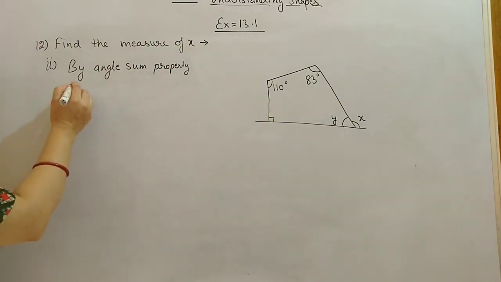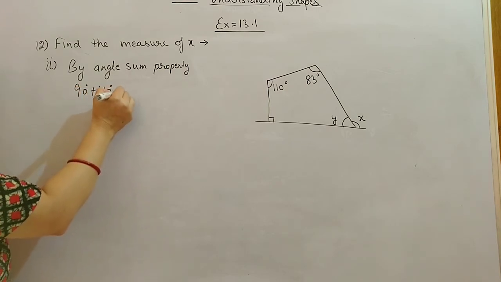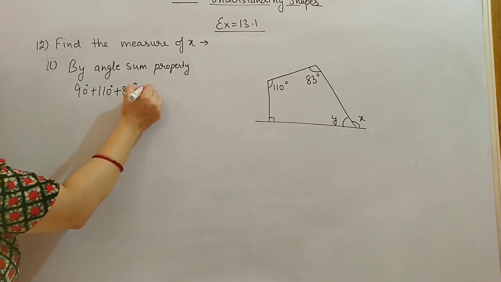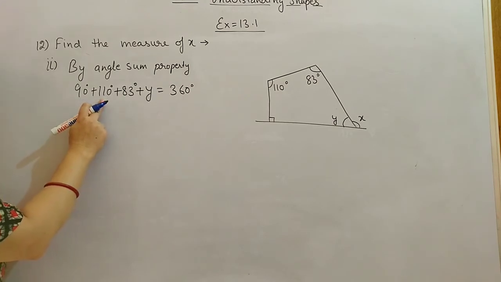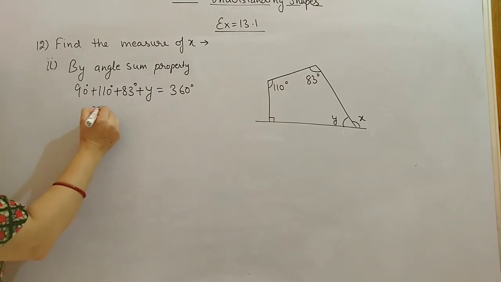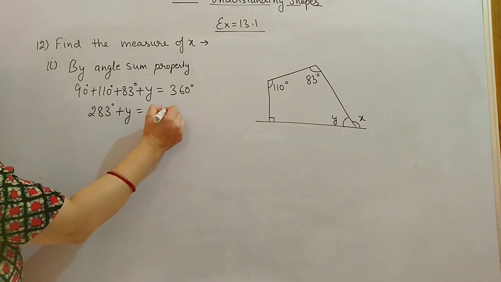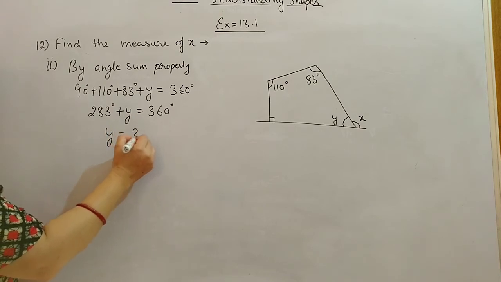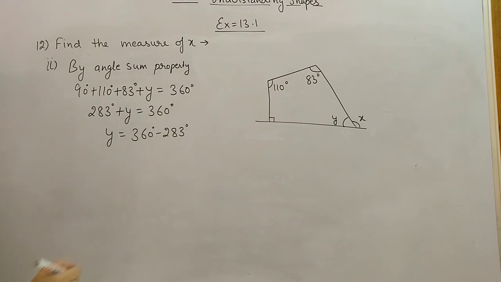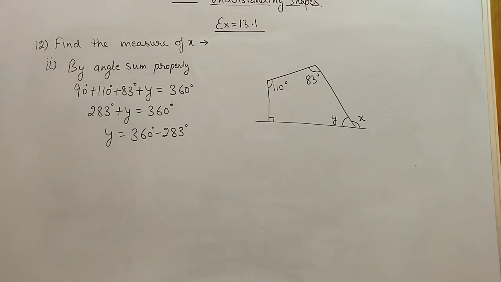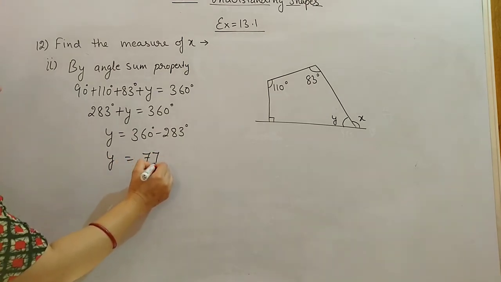By angle sum property, 90 plus 110 plus 83 plus y is equal to 360 degrees. 90 plus 110 is 200, plus 83 is 283, plus y is equal to 360 degrees. So the y value will be 360 minus 283 degrees. So y is equal to 77 degrees.